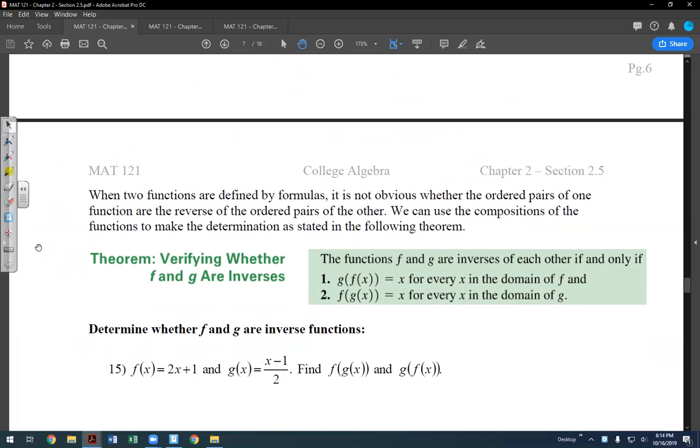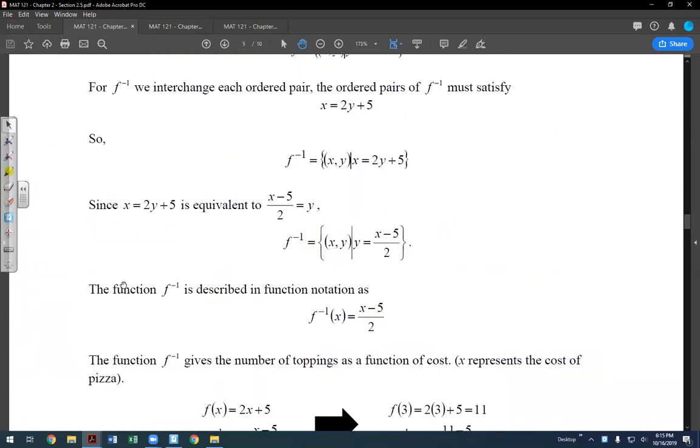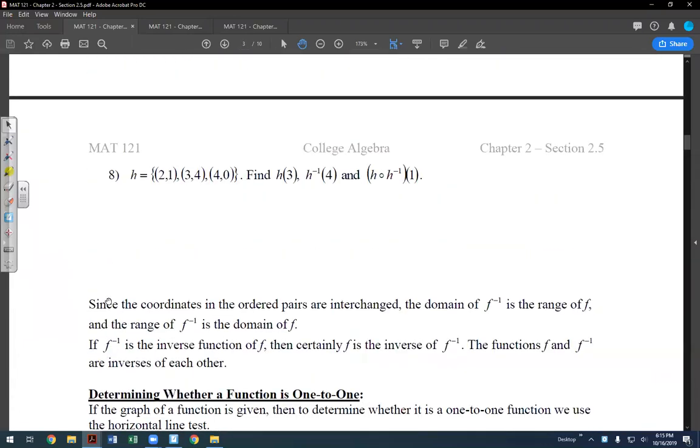So we're saying when two functions are defined by their formulas, it is not obvious whether the ordered pairs of one function are the reverse of the ordered pairs of the other. And here we're talking in terms of functions, right? We're saying we can use compositions of the functions to make the determination if you are basically looking at the reverse for your functions or not. So we had seen compositions when we did those first couple examples in this handout.